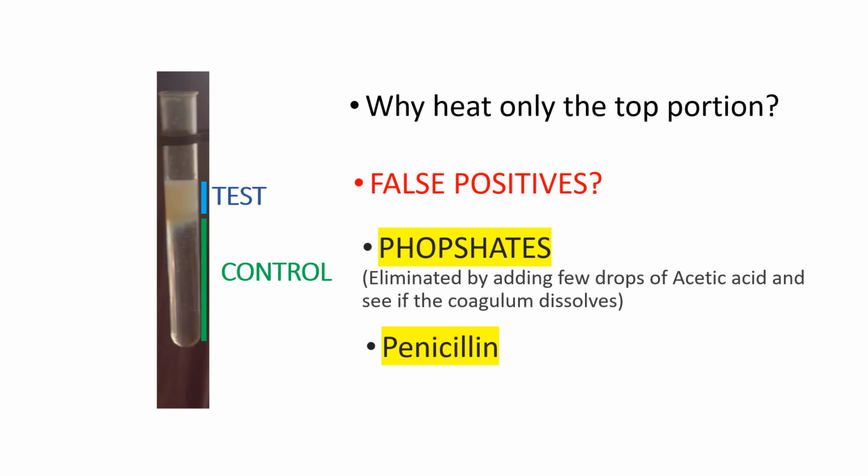And also penicillins. If you have large doses of penicillin, penicillins can also cause this kind of coagulation at the top. So this coagulum is formed at the top, and that is also a false positive for this heat coagulation test. And also there is a diabetic drug called tolbutamide, which can also give a false positive.